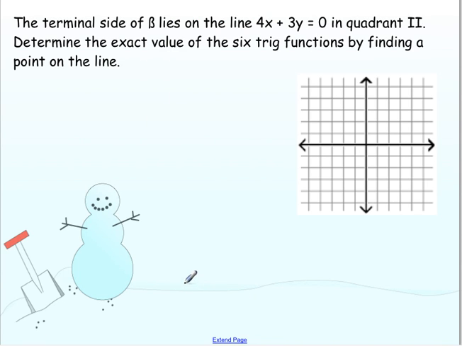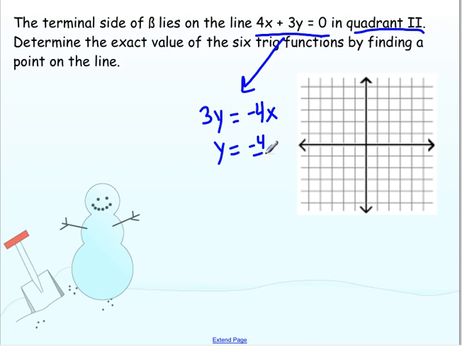This problem, again, has a little bit of a twist to it. They're giving us an equation this time. They're telling us that the terminal side of B lies on that line in quadrant 2. So keep that in mind. If we were going to graph this line, I would probably want it in slope-intercept form. So that means I'd need the y all by itself. So if you subtract the 4x and then divide it by 3, that would be our equation to graph.